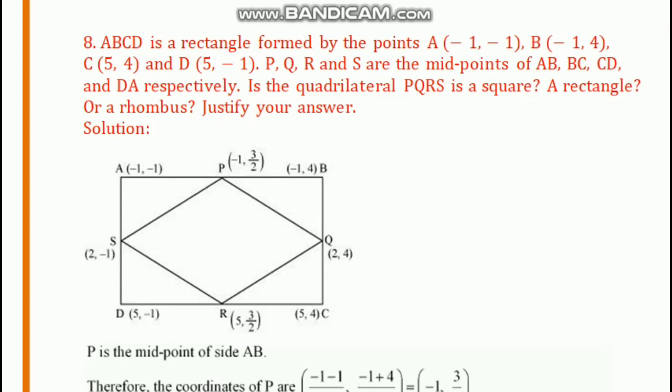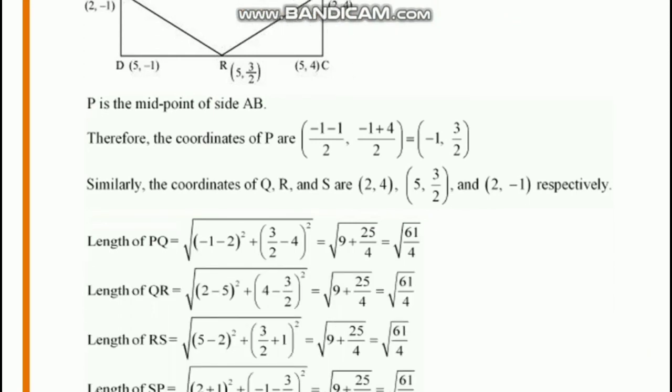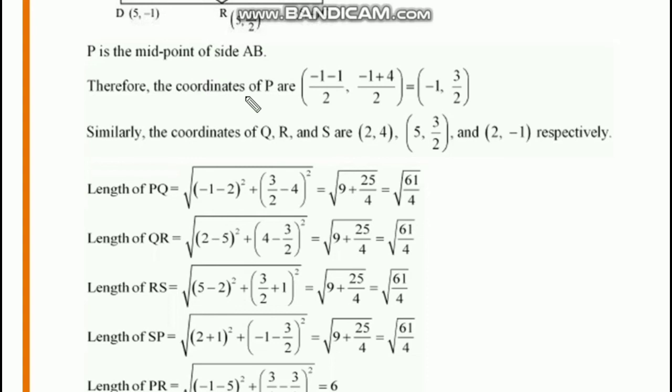So let's find the sides. See here, the coordinate of P, found by using the midpoint formula, is (-1, 3/2). Similarly we can find out Q, R, and S. So Q is (2, 4), R is (5, 3/2), and S is (2, -1) respectively. Already I told we need to find out the lengths of PQ, QR, RS, and SP.